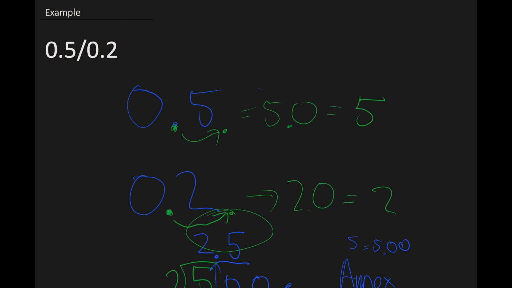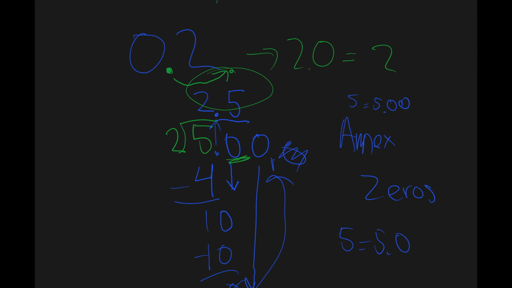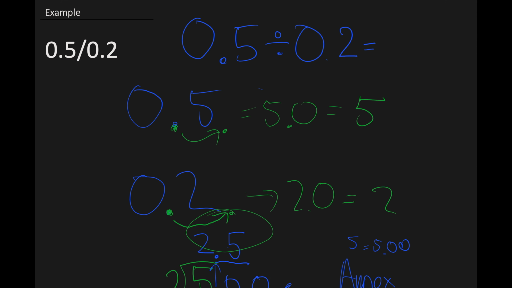So, let's use blue. Changed my mind. 0.5, nice and big there. 0.5 divided by 0.2 equals, what does it equal? 2.5.